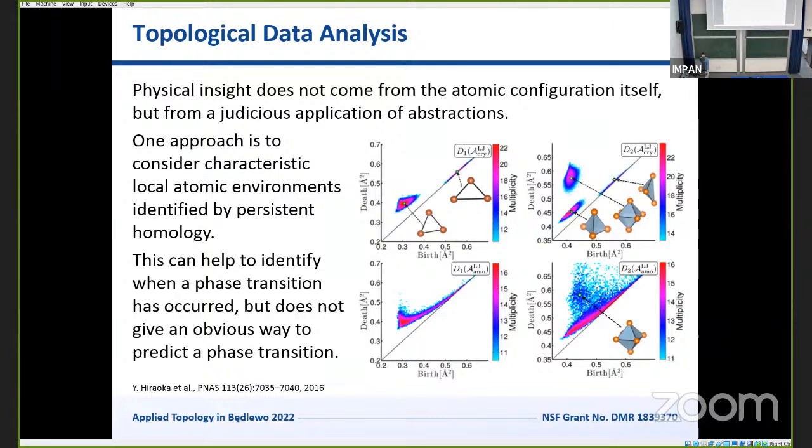For what claim? So you can recognize the phase transition with these, right? So that's the claim.